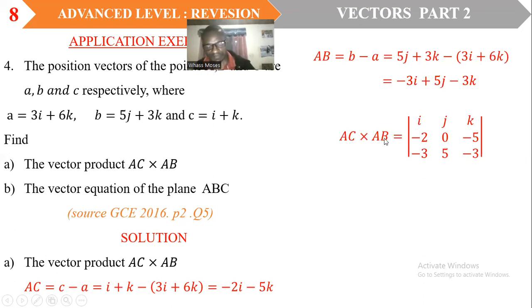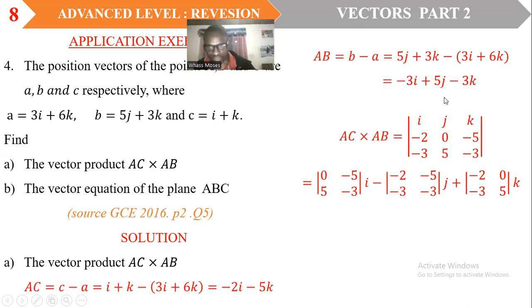To do that, recall from your work in class that the cross product is given as follows: the determinant of i, j, k; -2, 0, -5; -3, 5, -3. To find this determinant, we cross out the i column to have the determinant of 0, -5, 5, -3, minus. Crossing out the j component is always negative, so we take minus the determinant of -2, -5, -3, -3, plus, crossing out the k column, the determinant of the matrix -2, 0, -3, 5.